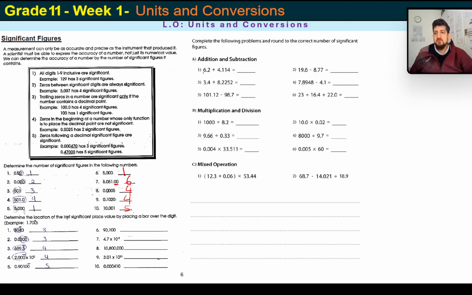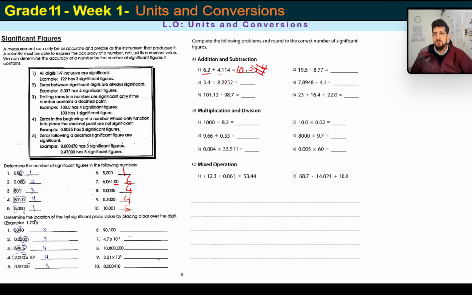So let's say, for example, here we've got 6.2 and here we've got 4.113. As you can see, that's to 1 decimal place and that's to 3 decimal places. This one has 2 significant figures. This one has 4 significant figures. Once I do the answer, if I go 6.2 plus 4.114, the answer will be 10.314, right? But it's correct, but because of the inaccuracy here, what I will do instead is I will get rid of those 2.